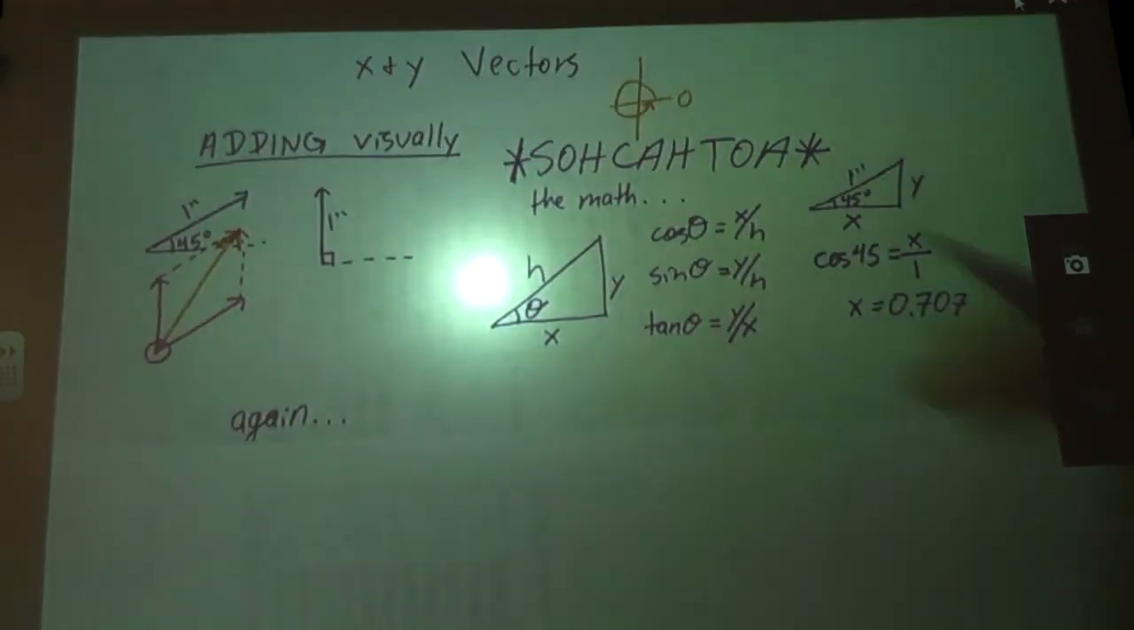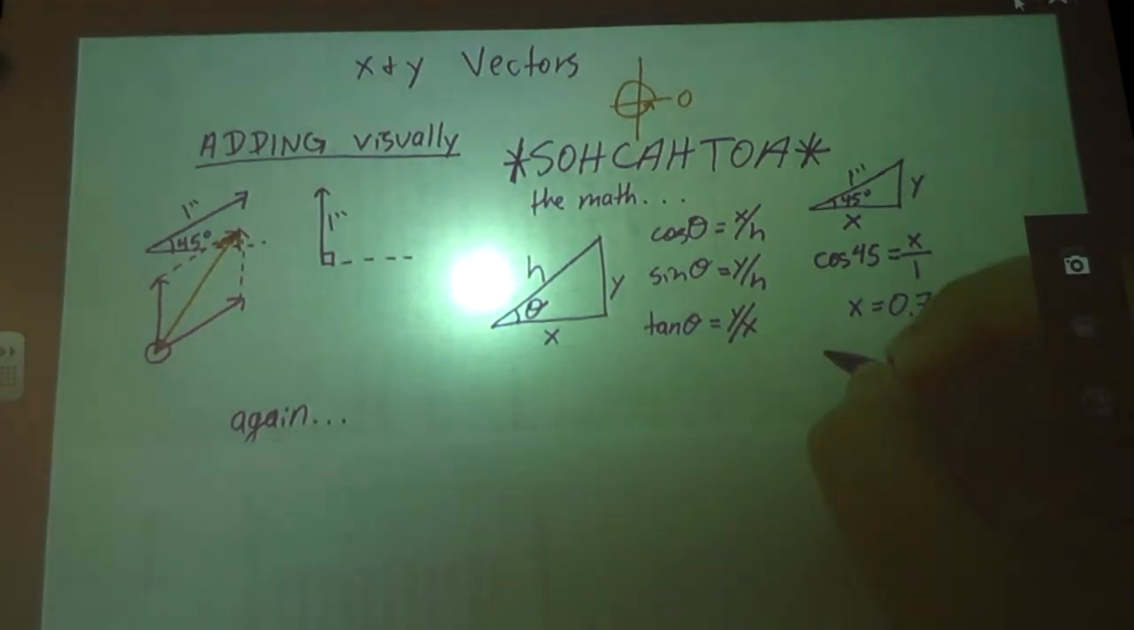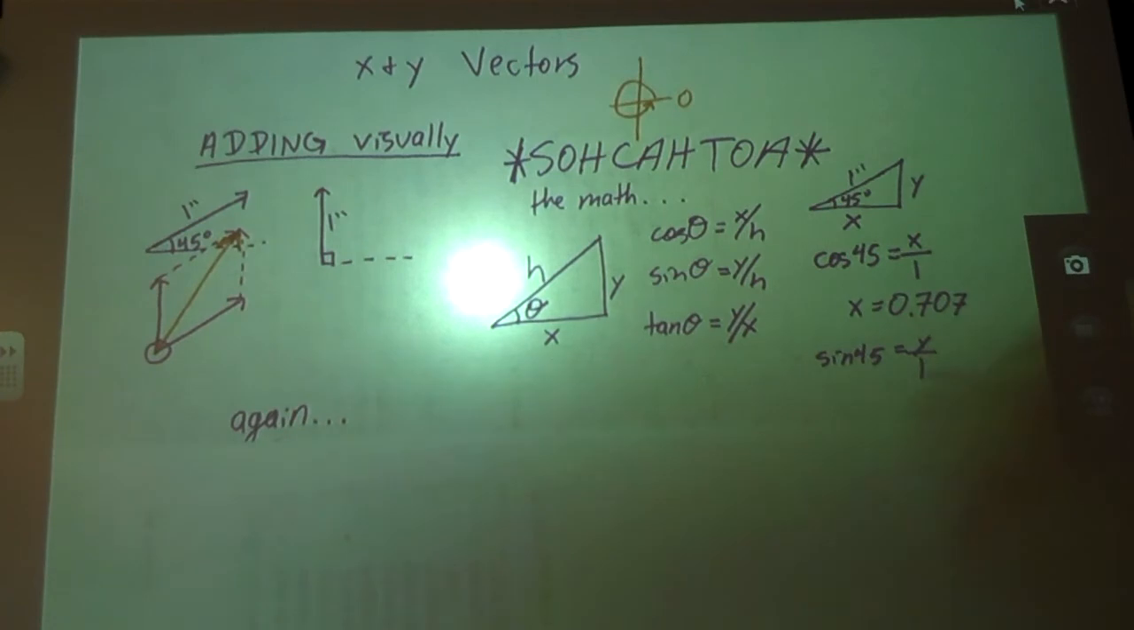To come up with y, I'm going to have to do sine. So sine of 45 equals y over 1. It's nice and simple again. It's going to be the same thing because this is a 45, 45, 90 triangle.